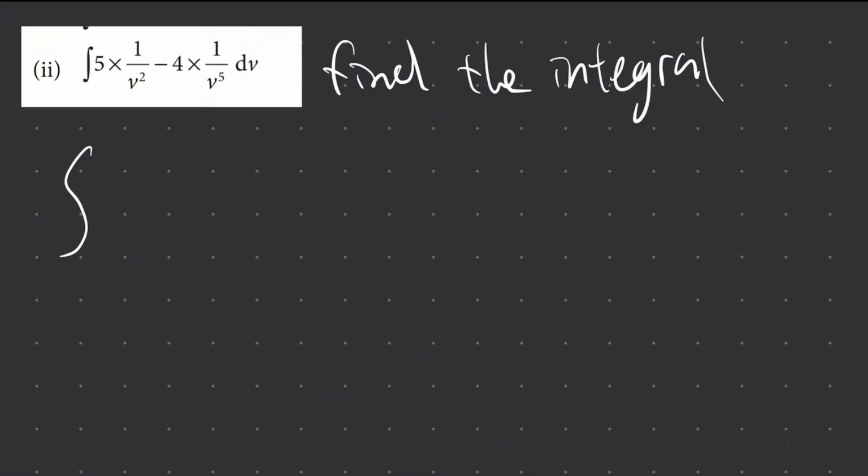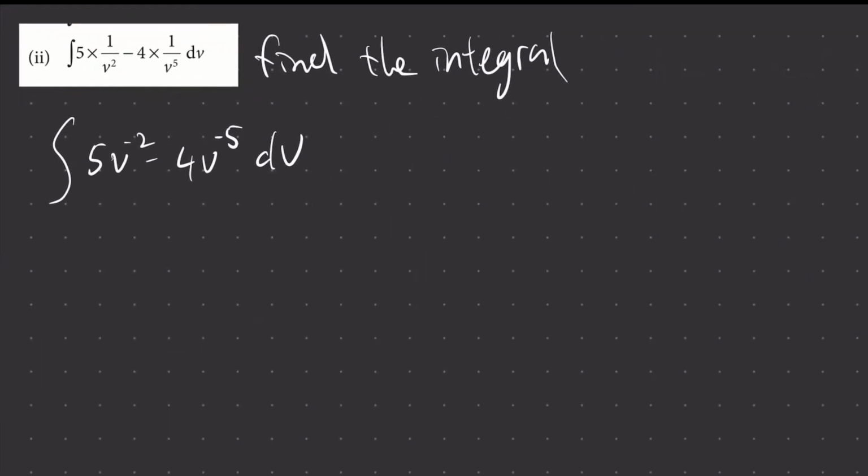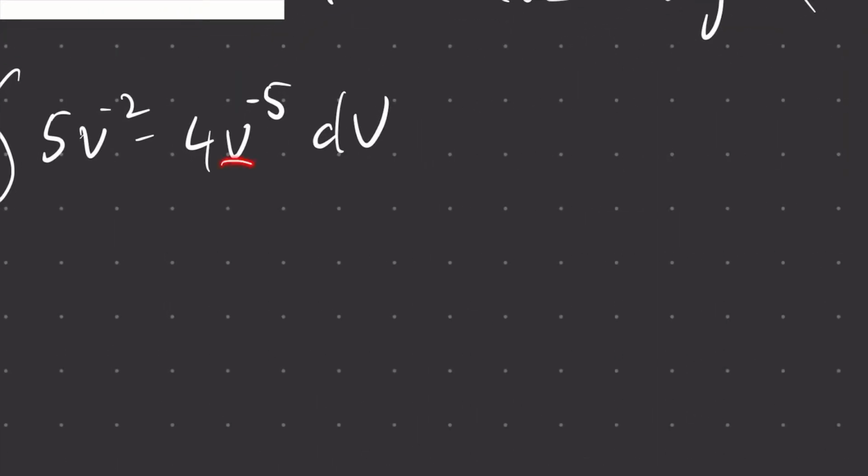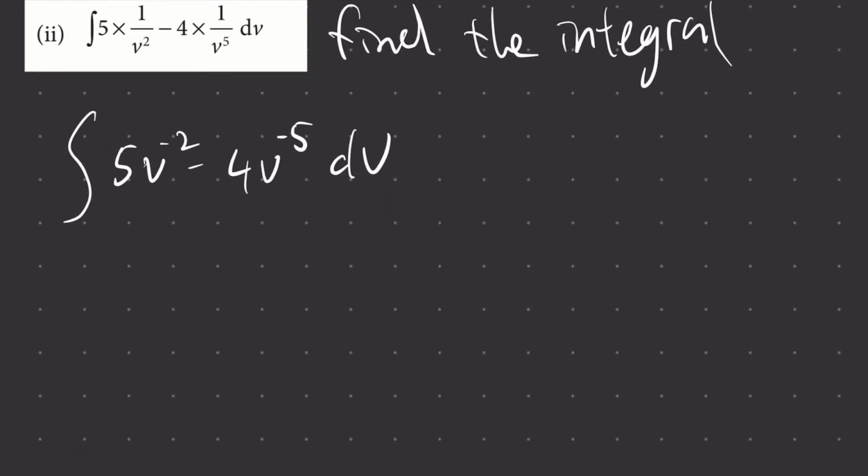5 times v over 2, 5 times 1 over v squared, I can write it like this, right? Exponent rules. And I can rewrite the next one like this, right? And then we have dv. So we have v as our variable instead of x. Do it exactly the same, it's just not x. It's just another letter. It's the same thing, all right? So again, we have a 5, we have numbers here, and we have our variables here, right?